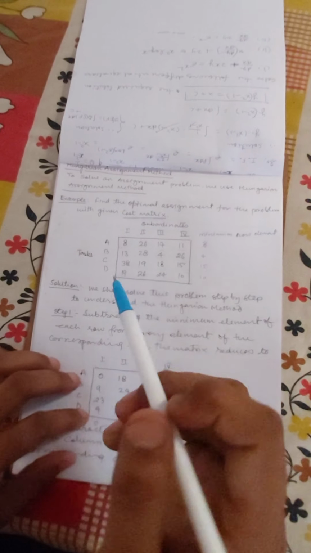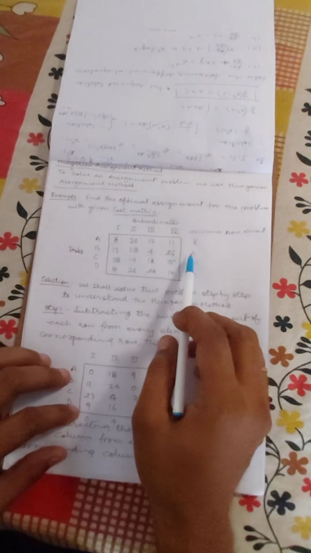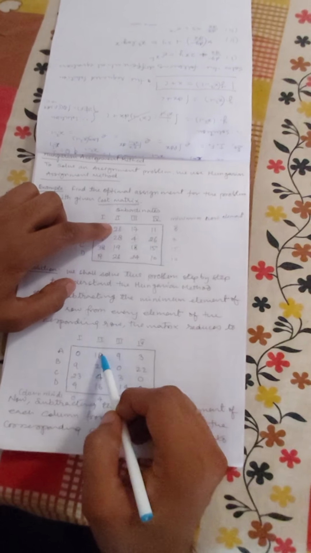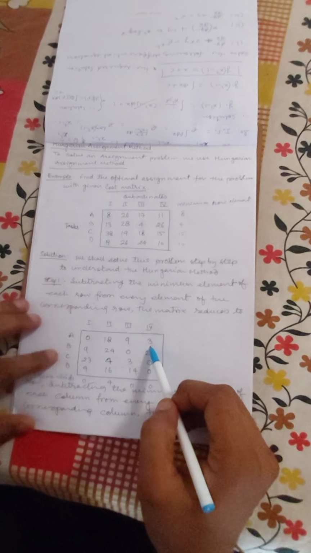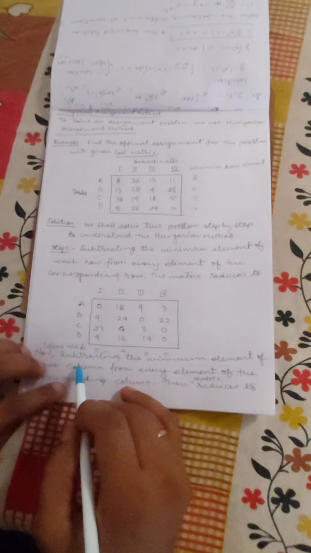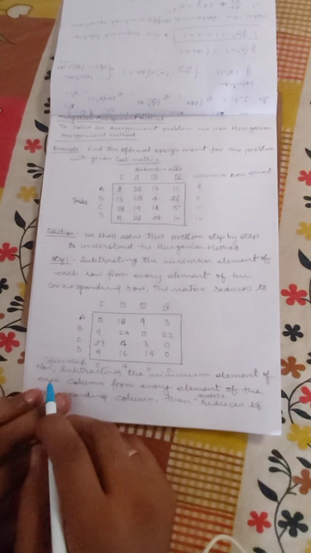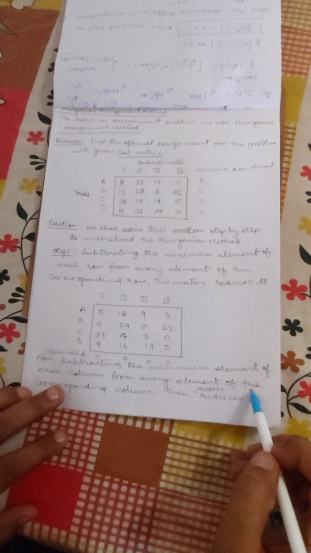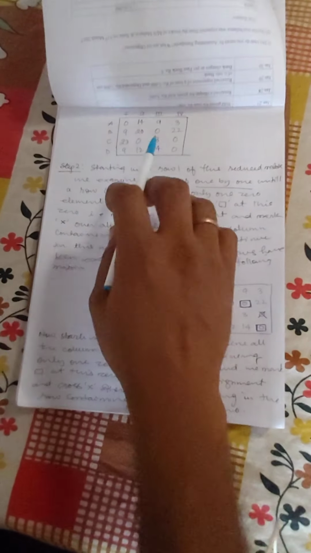Now you have to subtract this element from every element of the first row. Now 8 minus 8 is 0, 26 minus 8 is 18, 17 minus 8 is 9, 11 minus 8 is equal to 3. Similarly you can do it for the other rows. Now you get the reduced matrix. Now further, subtract the minimum element of each column from every element of the corresponding column, then the matrix is reduced to this form, student.